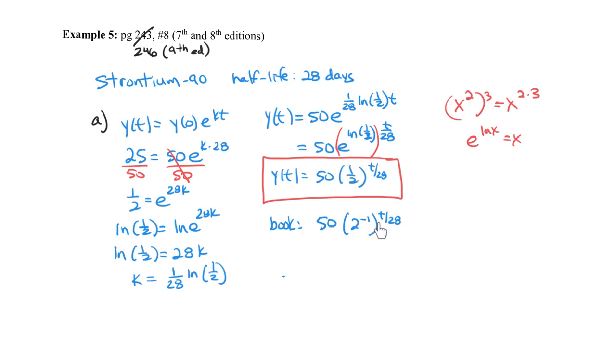And then here they multiply through, just like we did here. So in the back of the book, they'll have y of t equals 50 times 2 to the negative t over 28. Okay, algebraically they're the same. I just don't really like this one. This one, to me, is better because you can see it's a half-life. There's a half-life right there. So anyway, either one is okay, but I'm going to usually write mine this way.